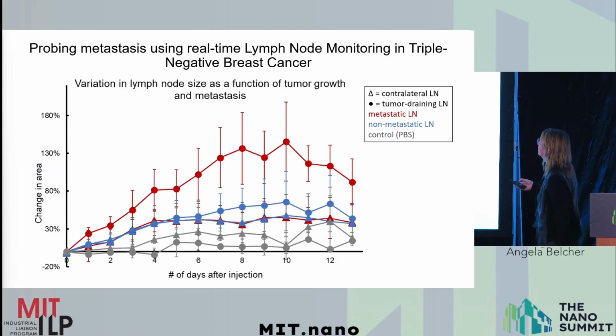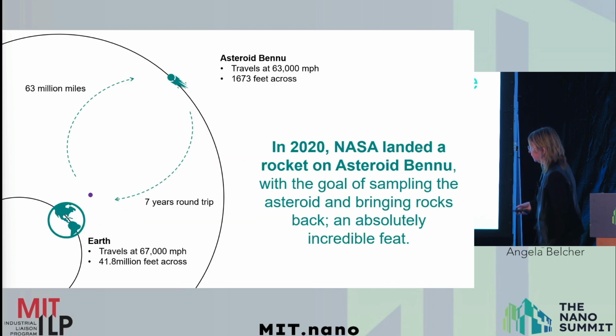And we've done that in triple-negative breast cancer, where we have animals that we're monitoring on a day-to-day basis or twice a day, monitoring changes in the lymph nodes. And what we see is that there's this great increase in lymph node size in the animals that end up becoming metastatic. Okay, that's that story. That's all label-free imaging.